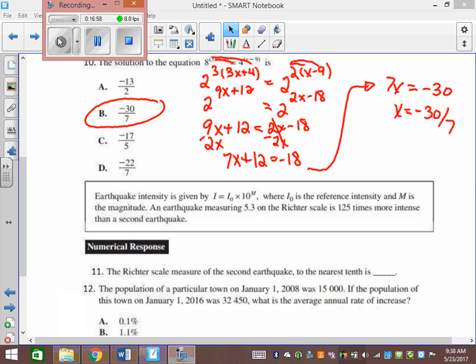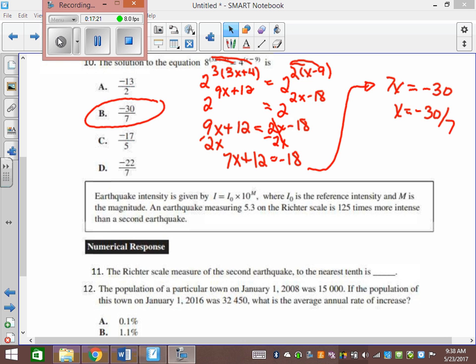Earthquake intensity is given by I equals I0 times 10 to the M, where I0 is the reference intensity and M is the magnitude. An earthquake measuring 5.3 on the Richter scale is 125 times more intense than a second earthquake. The Richter scale measure of the second earthquake to the nearest tenth is. This is an actual diploma question. I'm not even sure where you'd put all the stuff to get it.